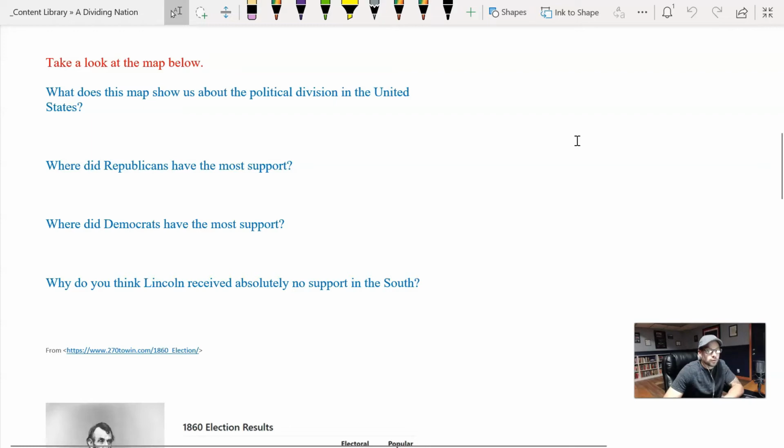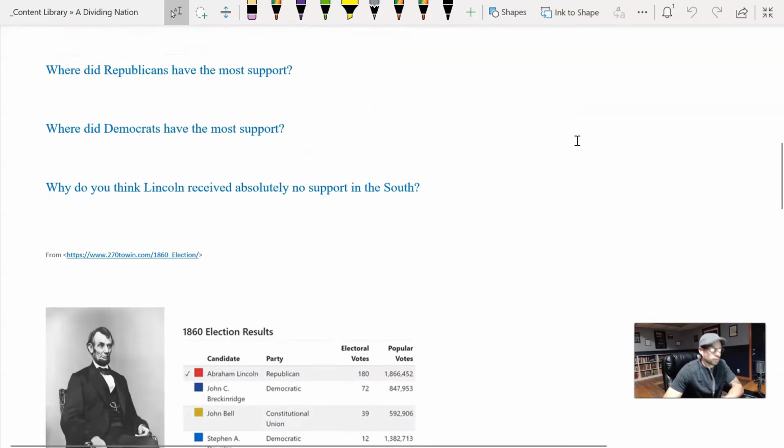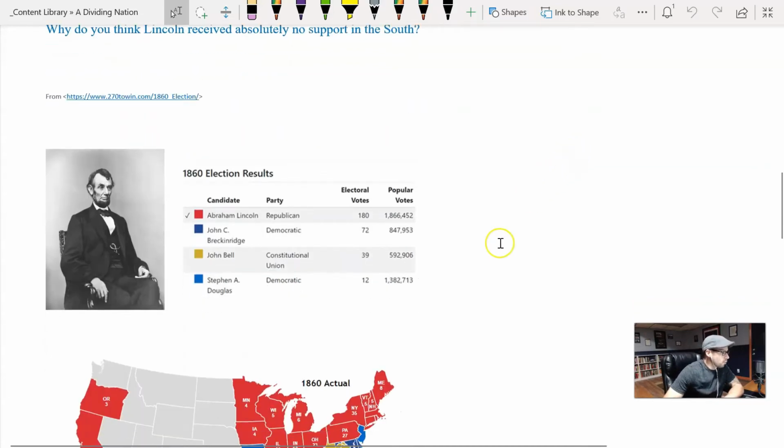You guys should already know this based on what I just said, but many southern states are afraid that he's going to abolish slavery, which could ruin their economy. So, of course, here are your election results right here.